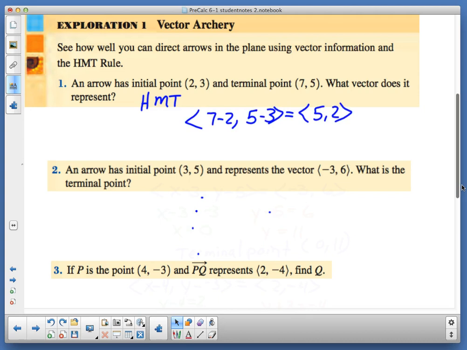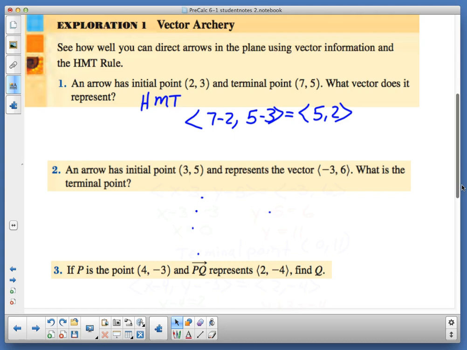Are you okay with what I did? Yes, sir? How do you know which one is the head and which one's the tail? Okay, the initial is the tail. The terminal is the head. Because I start at the beginning, and then as I head out, I stop.